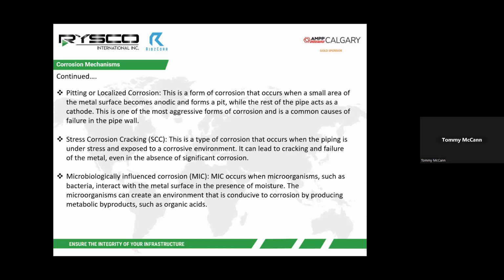In the industries where I've worked, in the different regions where I've worked, which is quite a few, pitting or localized corrosion is usually the most common cause of failure in the pipe wall from internal corrosion. Very aggressive, and once it starts or is detected, it's very important to combat it as aggressively as possible.